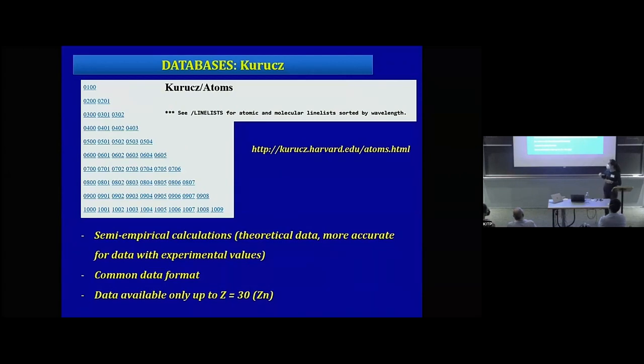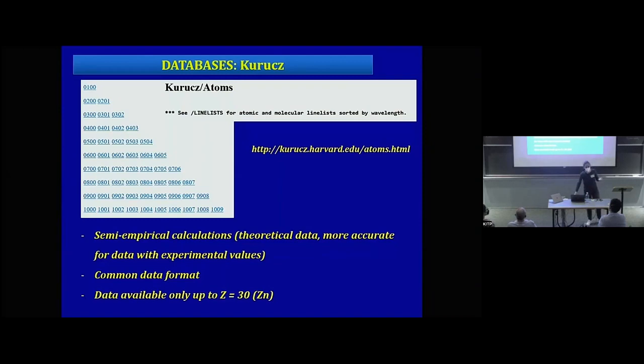But Kurutz is semi-empirical, which means that if for some element we have some experimental data, Kurutz includes that in his calculations. So the results that he gets are better, closer to reality. So it also depends. The accuracy of Kurutz's database depends on whether there is any experimental data for certain elements. So this is something to take into account. But of course, Kurutz has only data up to Z equals 30. So if we want heavier elements, we can't go there.